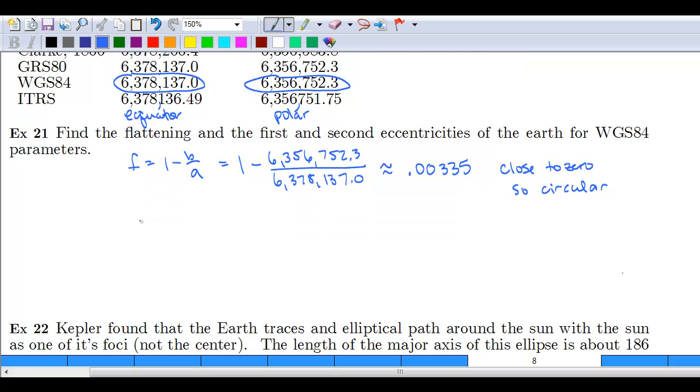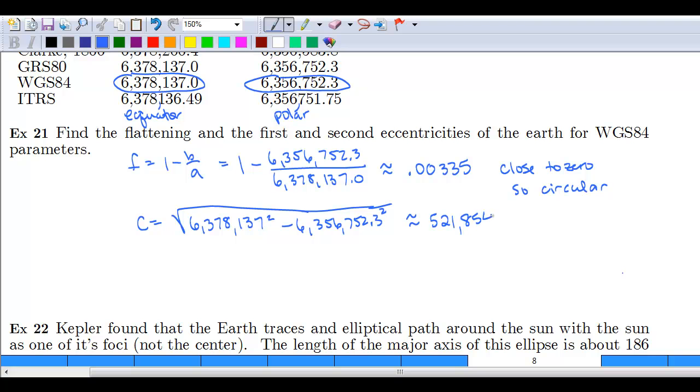If we talk about the eccentricities, for eccentricity 1, it might be first helpful to find C. C in this case is going to be the square root of A squared, so 6,378,137 squared minus 6,356,752.3 squared. And again, when you put that all in your calculator, you should end up with your foci being about 521,854.2. Again, pause the video at any point if you want to work through these on your own.